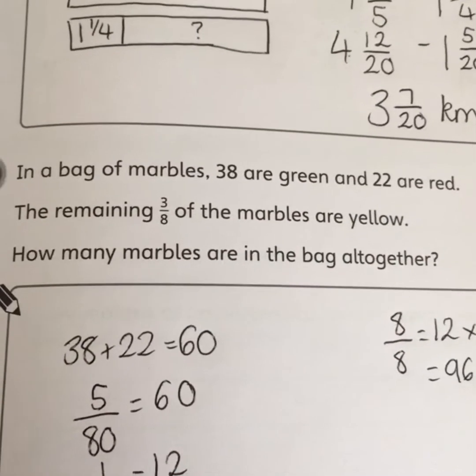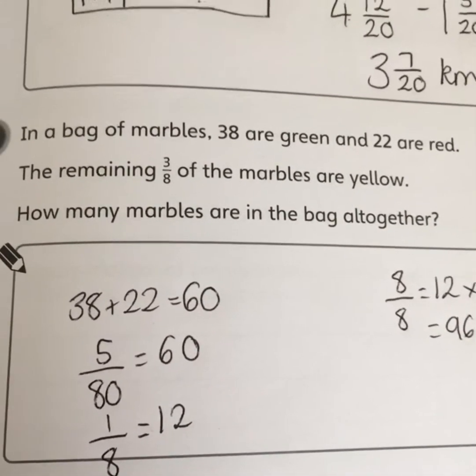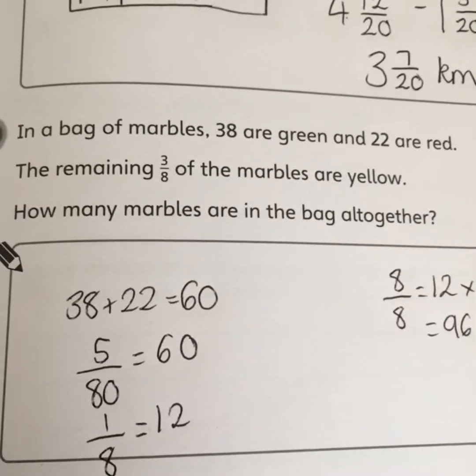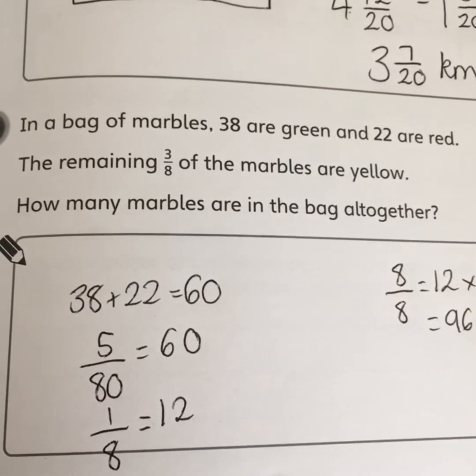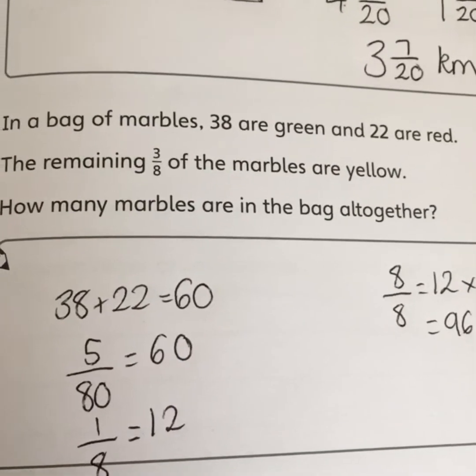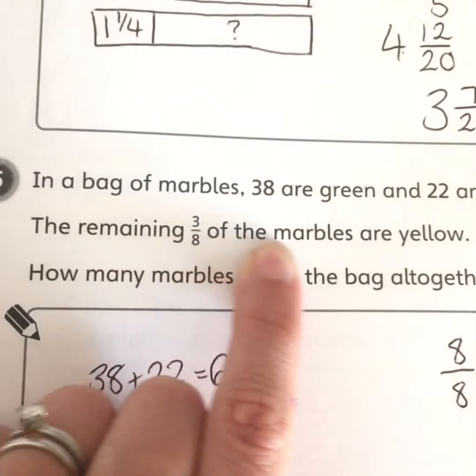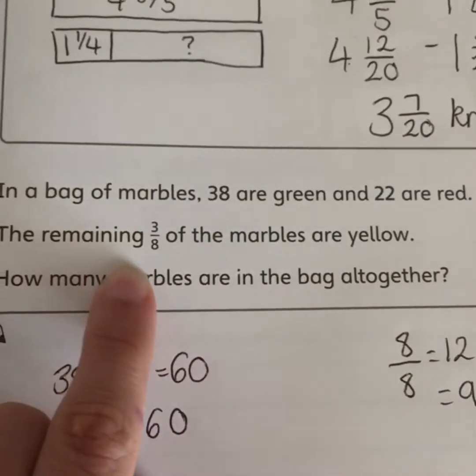This question might need a little bit of problem solving. So in a bag of marbles, 38 are green and 22 are red. The remaining 3/8 of the marbles are yellow. How many marbles are in the bag altogether? Well, first of all, if I'm trying to work out what 3/8 is, because I know they're the yellow ones, but I don't know how many that is.